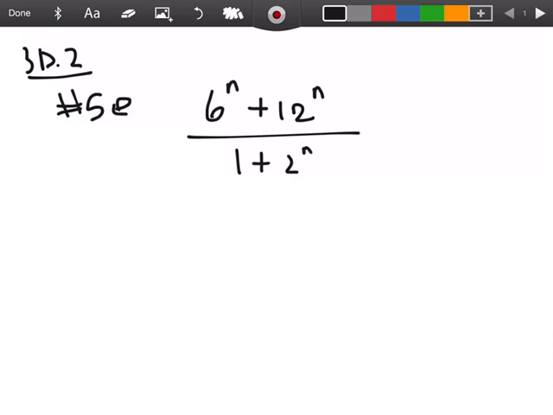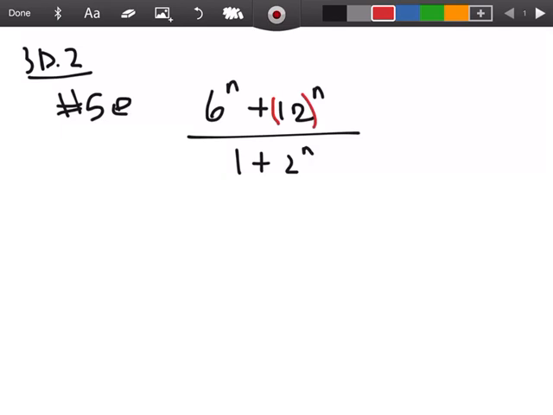So this is tricky. You might see the 6 and the 12 and think right away I can pull out a 6 out of that. But let's be careful about that to see how we do that. So what we want to do is start by looking at that 12. And I'm just going to put it in parentheses because 12 is the base and it's being raised to the nth power.